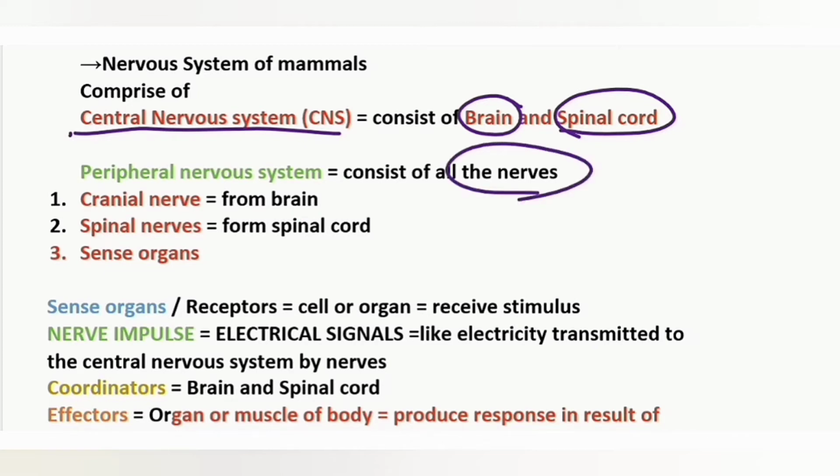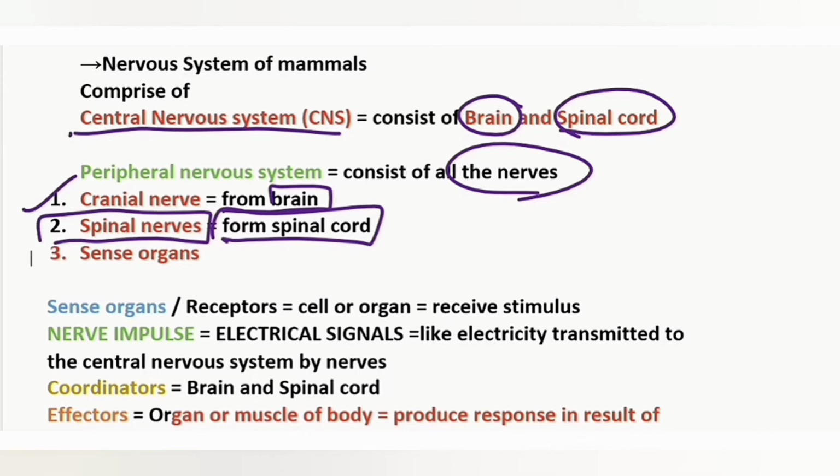So it consists of all the neurons, right? Those neurons which are coming from the brain are known as the cranial nerves, right? And those which are linked to the spinal cord, coming from the spinal cord, are known as the spinal nerves. And it also includes the sense organs. Sense organs are those which sense or detect any stimulus, right?